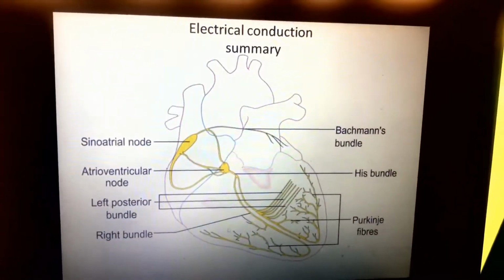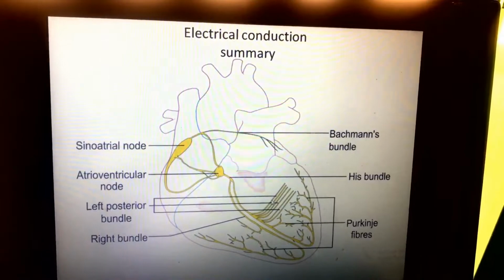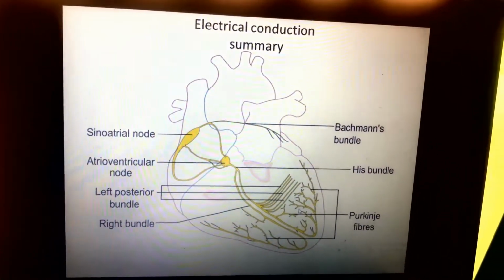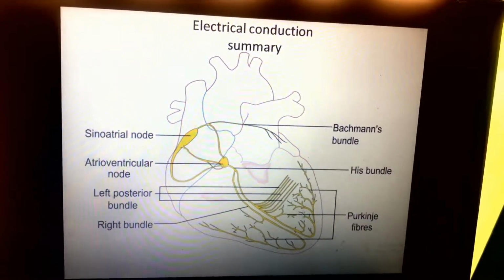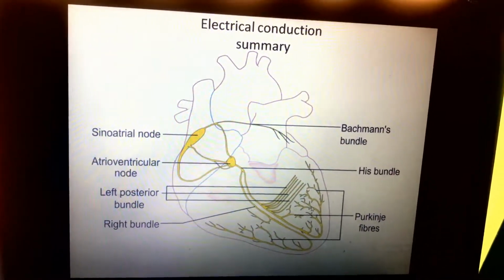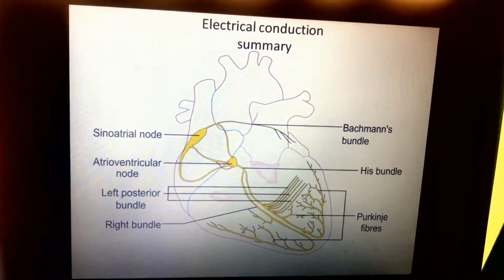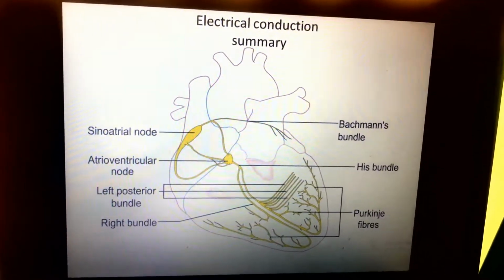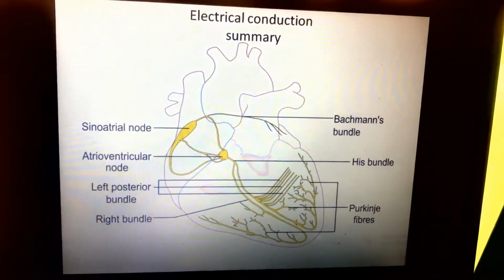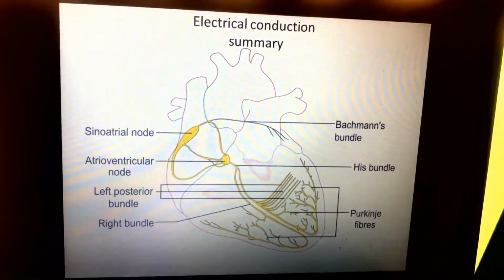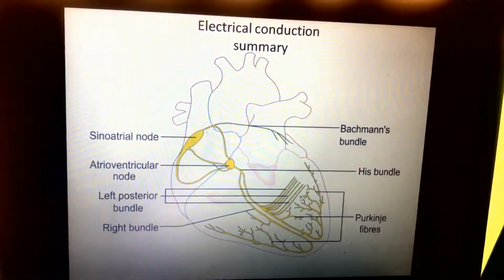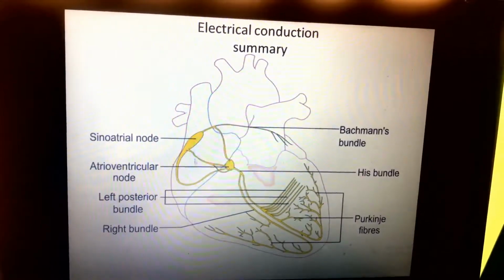Now you can see this is what we call the Purkinje fibers. The Purkinje fibers are those that distribute the influx to all parts of the mass of the heart. Okay, now you can see how the heart is contracted. The heart is contracted by initiating the influx here at the sinoatrial node.